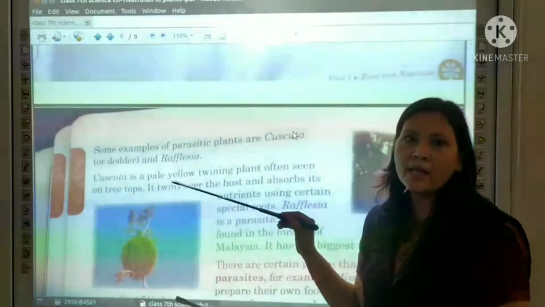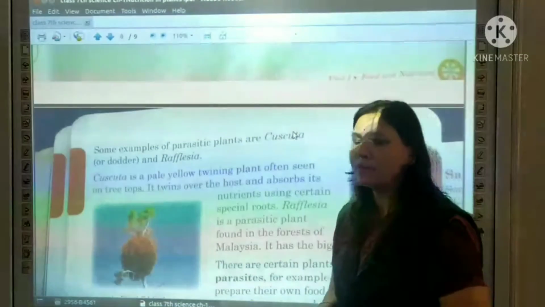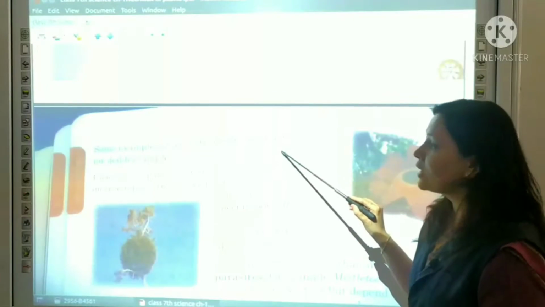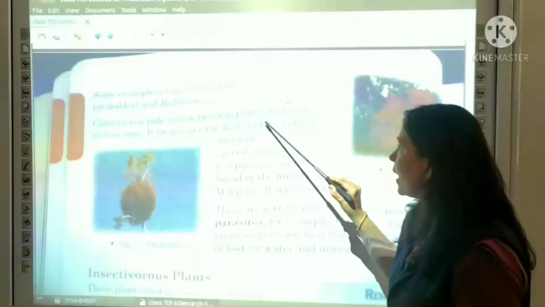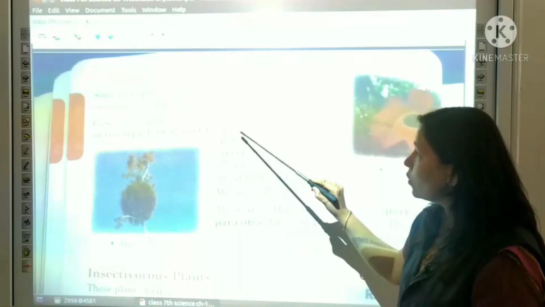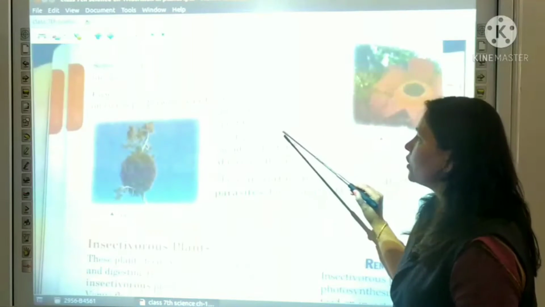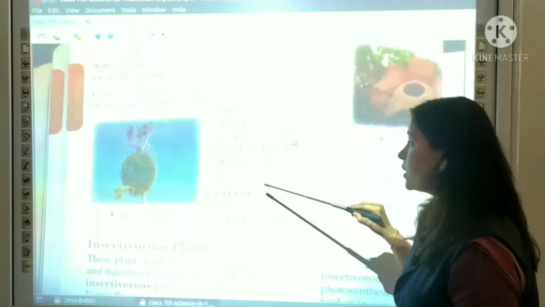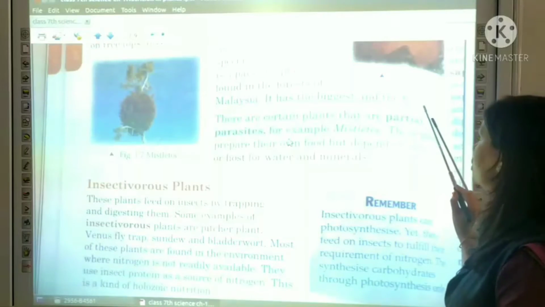Some examples of parasitic plants are Cuscuta or Dodder and Rafflesia. Cuscuta, Amarvel, is a well known example, we know about that. Another common name of Cuscuta is Gilloy. Cuscuta is a pale yellow twining plant often seen on trees' top. It twines over the host and absorbs its nutrients using certain special roots. Rafflesia is a parasitic plant found in the forest of Malaysia. It has the biggest and the heaviest flower.